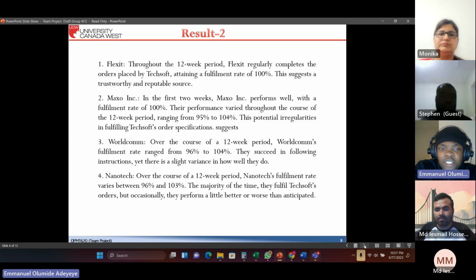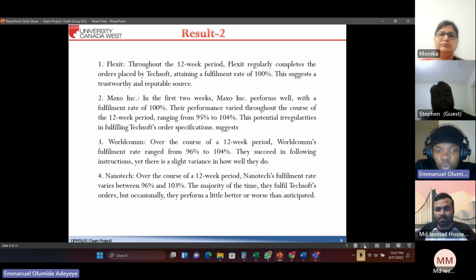And then from the next supplier, we look at Maxo Inc. In the first 2 weeks, they performed well with a fulfillment rate of 100, and then the performance varied through the course of the 12-week period, ranging from 95% to 104%. As you can see, there were some changes. It went down and then it also went up.